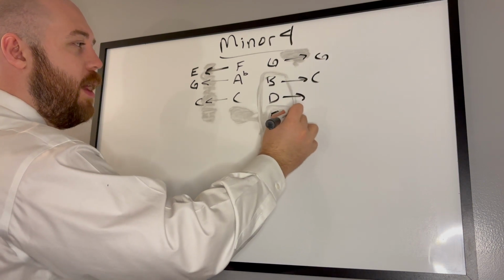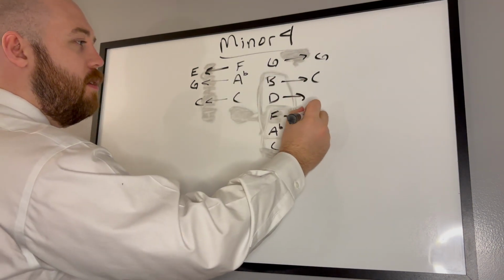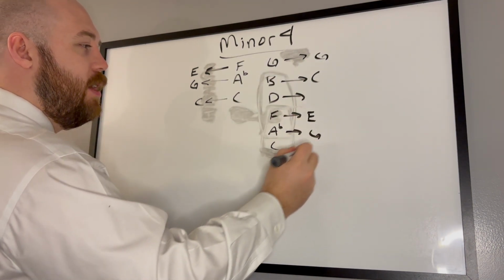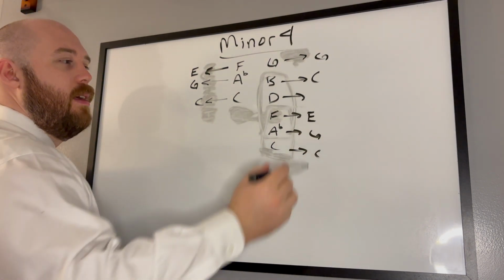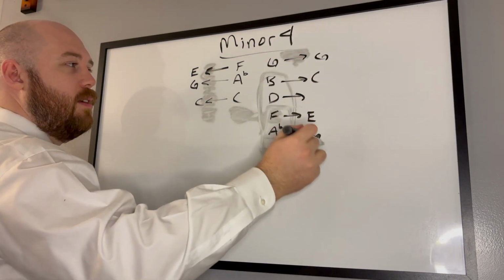D can go either way. F wants to go down to E. A flat wants to go to G. C can stay the same. C, C, E, G, G.